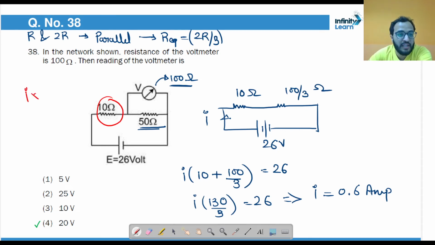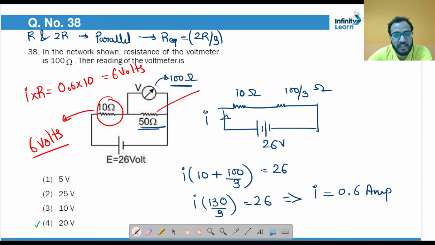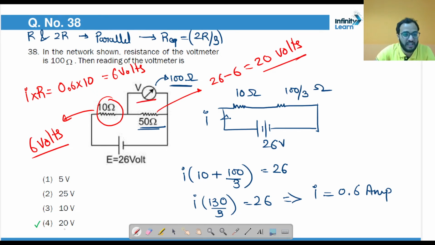Now, what is the potential drop in this? The potential drop will be I into R, that is 0.6 into 10, that is 10 volts. So if the potential drop here is 10 volts, so here it will be 26 minus 10, that is 16 volts. Sorry, what am I doing? 0.6 into 10 is 6 volts. So if the drop is 6 volts, here the drop will be 26 minus 6, that is 20 volts. And the same will be the potential drop in the voltmeter also. It will read 20 volts.